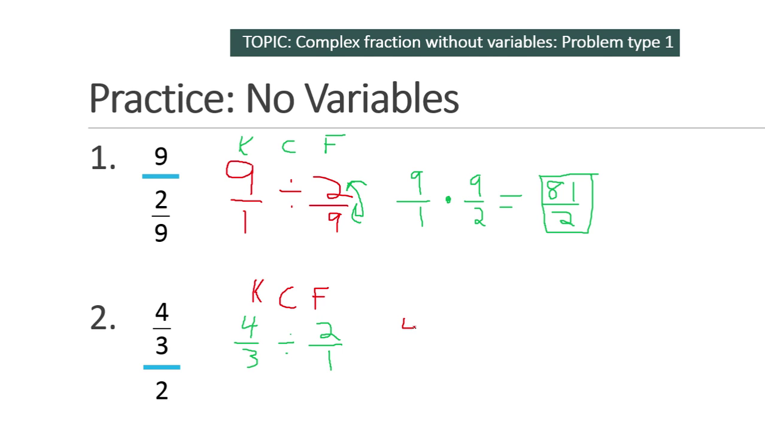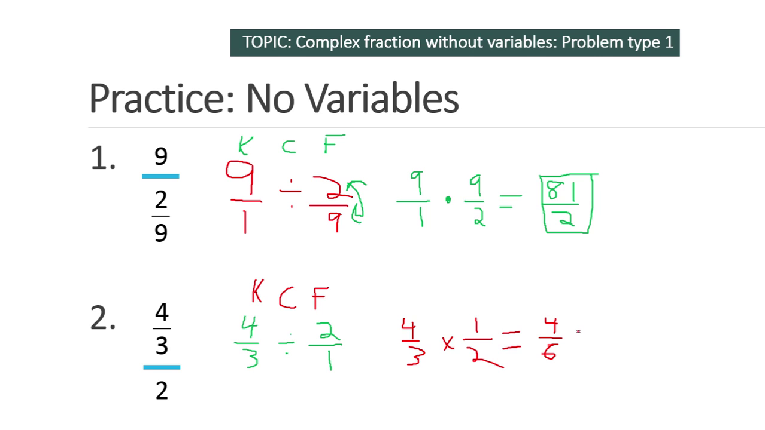You're going to do the 4/3 times 1 over 2. Then again, just multiply straight across. 4 times 1 is 4. 3 times 2 is 6.